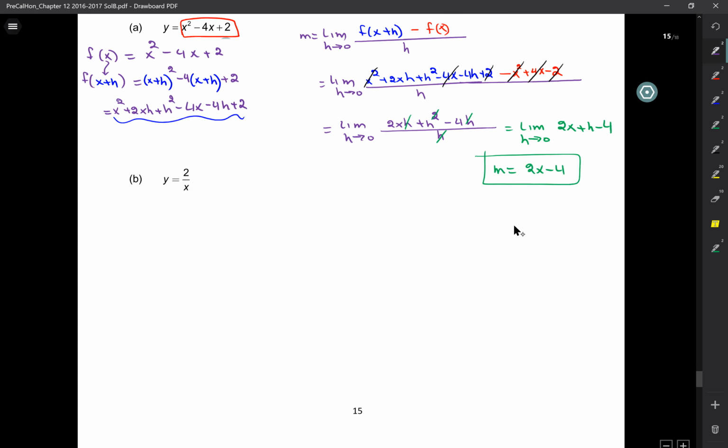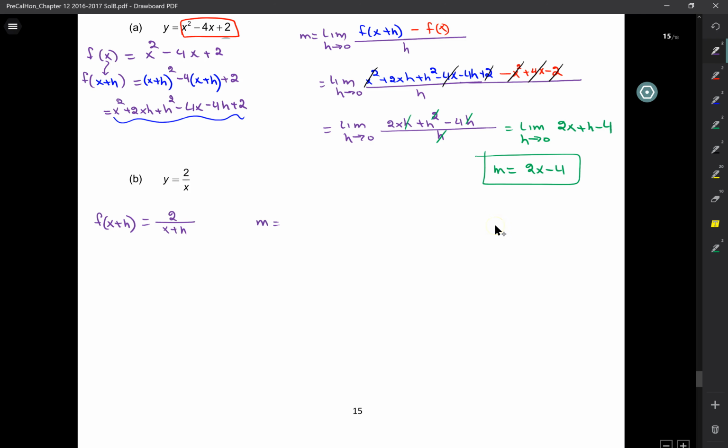Okay, now let's do one more. This is the slope at any point. This is just a general form. Okay, now let's do the same thing here. So first, you always have to find f of x plus h. And f of x plus h here is 2 over what? x plus h. And now you just plug it into the formula. So you have 2 over x plus h.